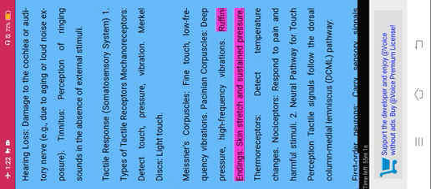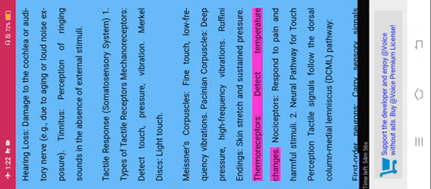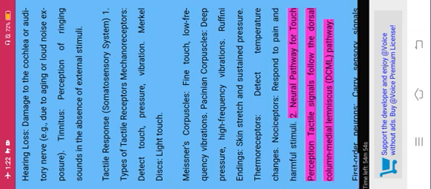Pacinian corpuscles, deep pressure, high frequency vibrations. Ruffini endings, skin stretch and sustained pressure. Thermoreceptors, detect temperature changes. Nociceptors, respond to pain and harmful stimuli. 2. Neural pathway for touch perception.